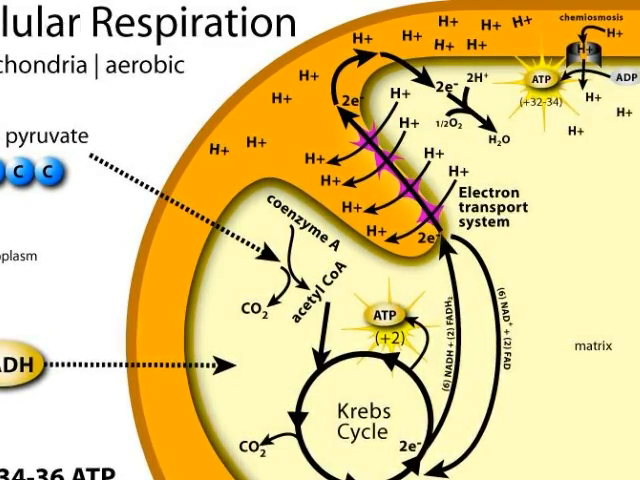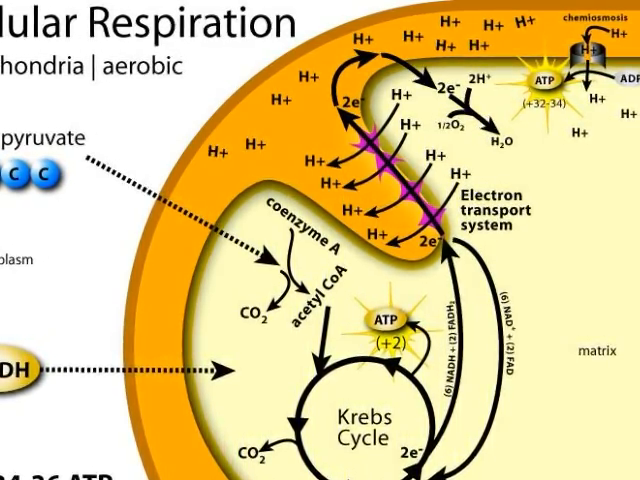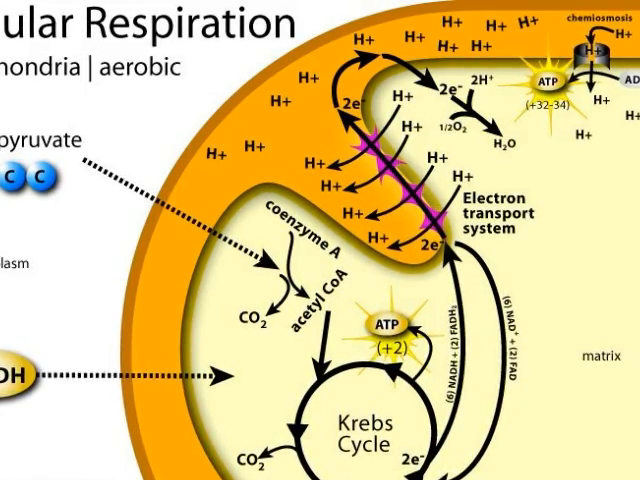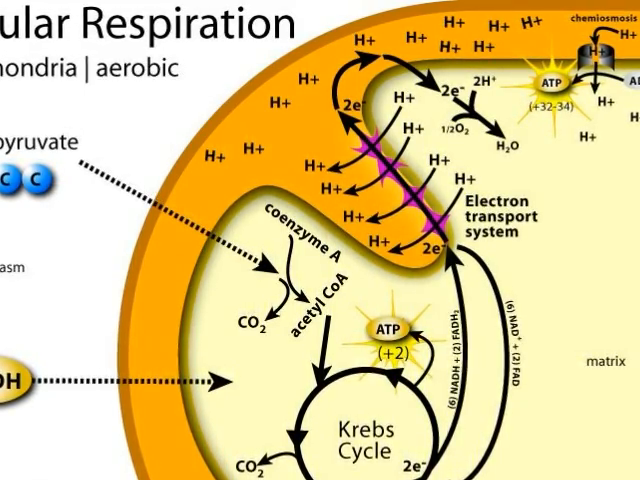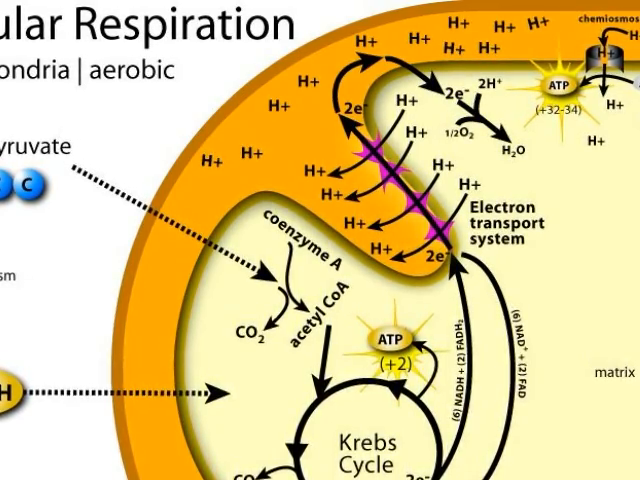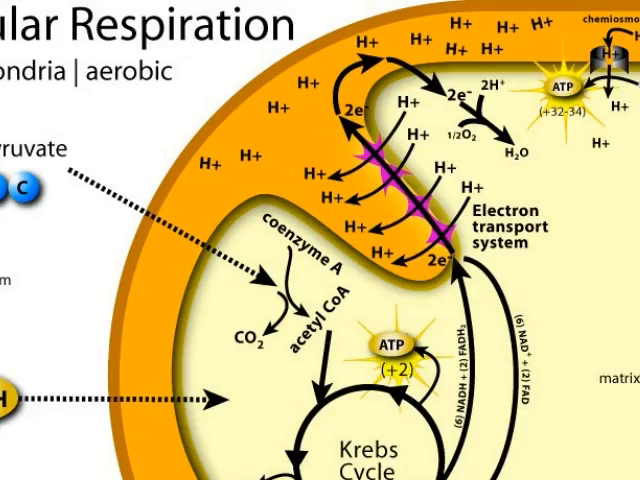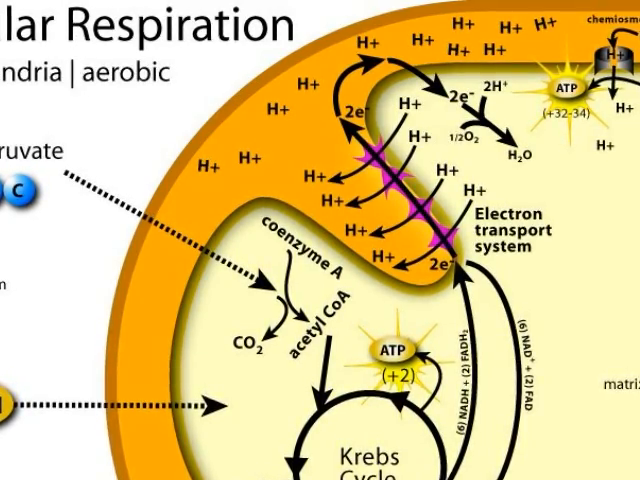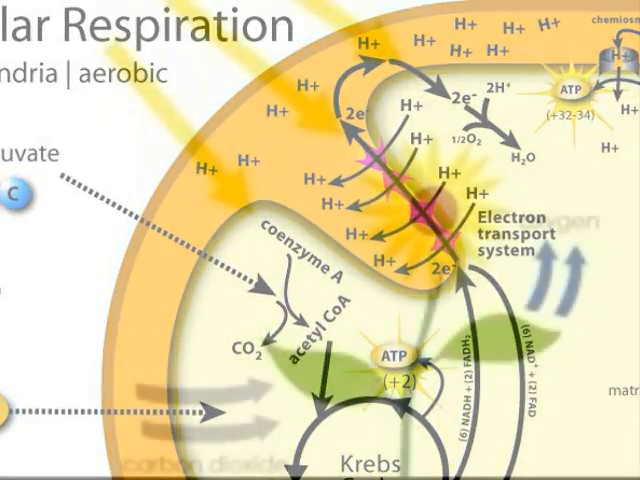The mathematical equation for this is C6H12O6 plus 6O2 gives 6H2O plus 6CO2, and that's cellular respiration.